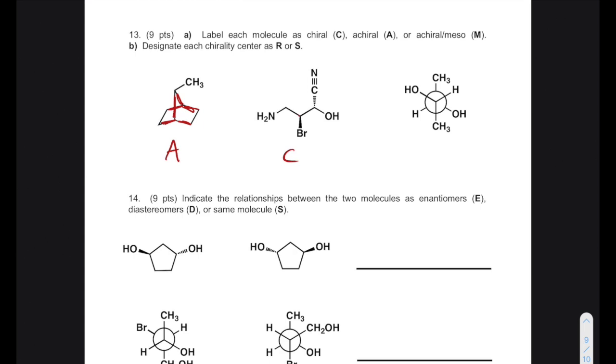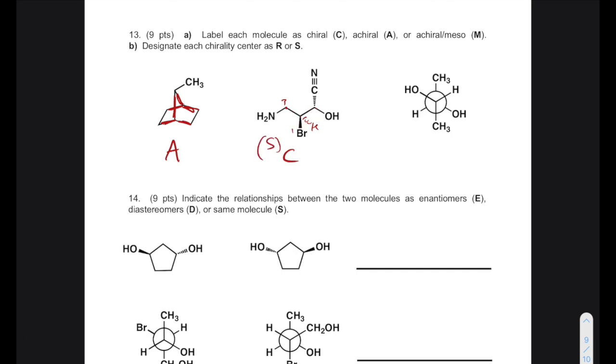So let's do the one on the left first. We do priorities around this, so bromine would be 1. If we compare, okay, carbon, this one has oxygen on it. That's higher priority than nitrogen, so that's 2. 3, so this is counterclockwise. This is going to be an S.